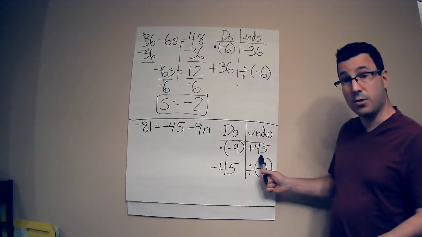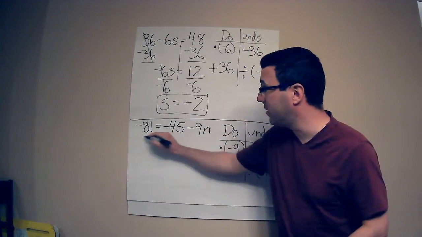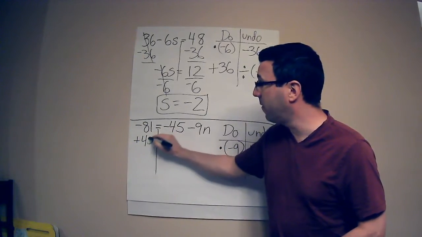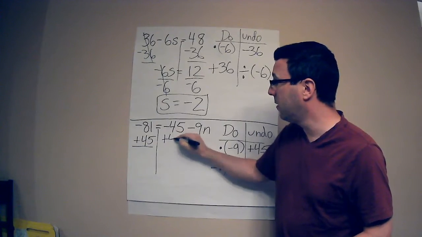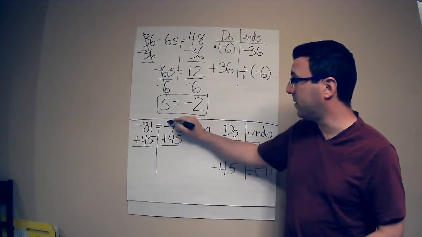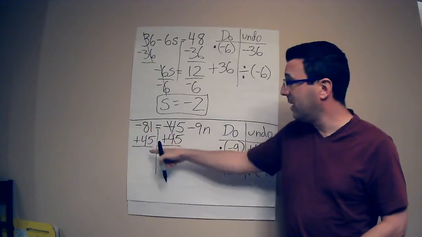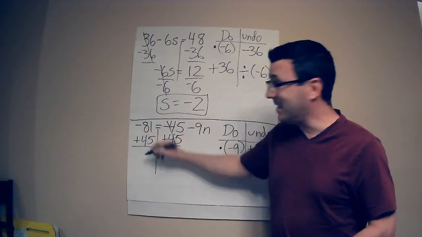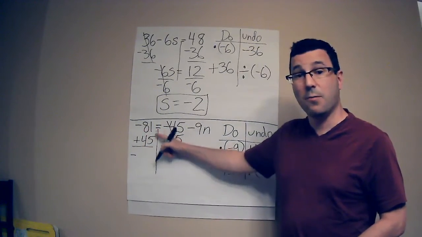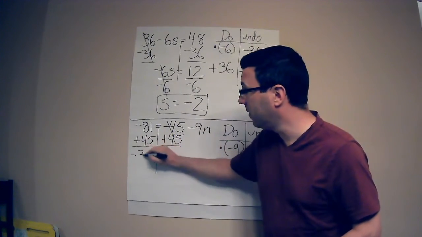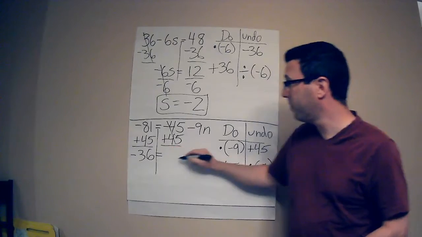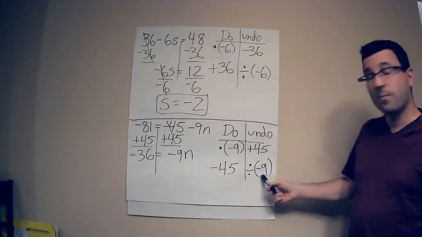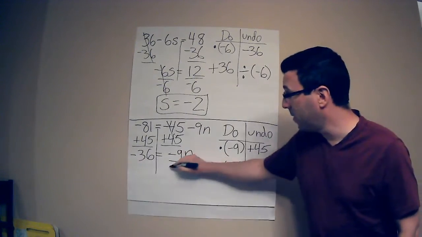So, I'm going to start. First, I'm going to add 45 to both sides. I'm going to draw my little separation line there. Plus 45 on the left-hand side, plus 45 on the right-hand side. Those two cancel out. Negative 81 plus 45. Then 81 is bigger and it's negative, so our answer is going to be negative. And when I subtract 81 and 45, I get 36. I bring down the negative 9n, divide by negative 9. Boom.